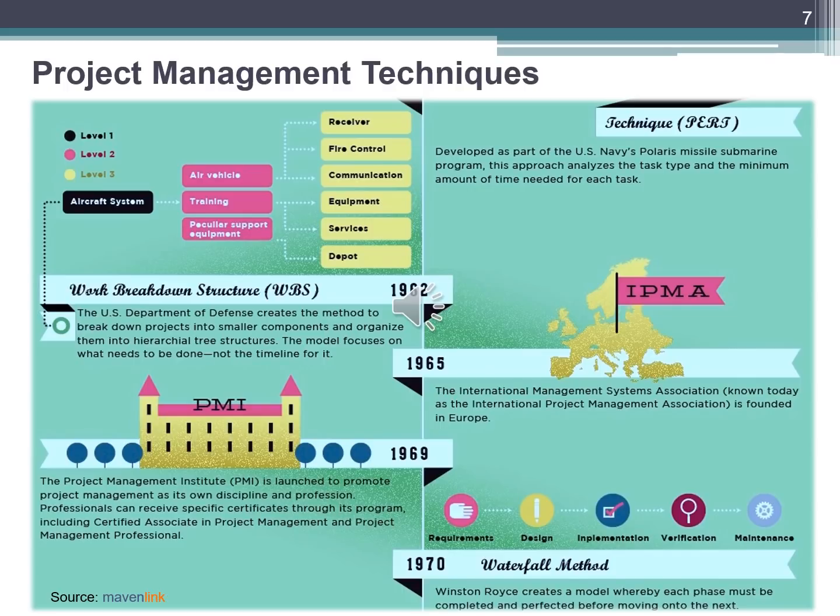The US Department of Defense creates the method to break down projects into smaller components and organize them into hierarchical tree structures. The model focuses on what needs to be done, not the time for it.